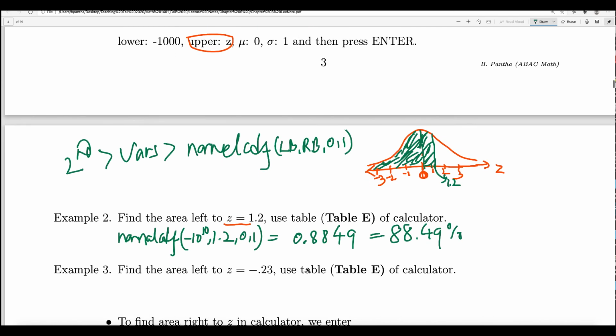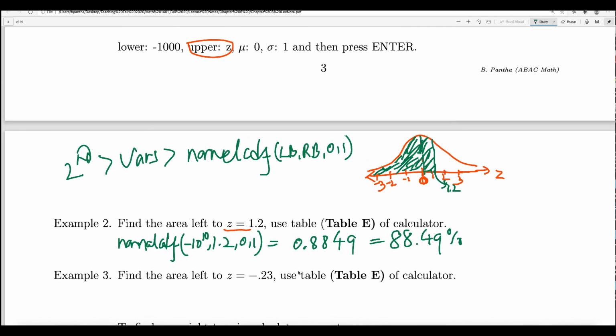Let us do another example. Example number 3. Find the area left of z equals negative 0.23. Let us make a curve. This is the standard normal curve, the z curve. There is 0 in the middle because it is the z distribution, which means the mean is 0 and the standard deviation is 1.